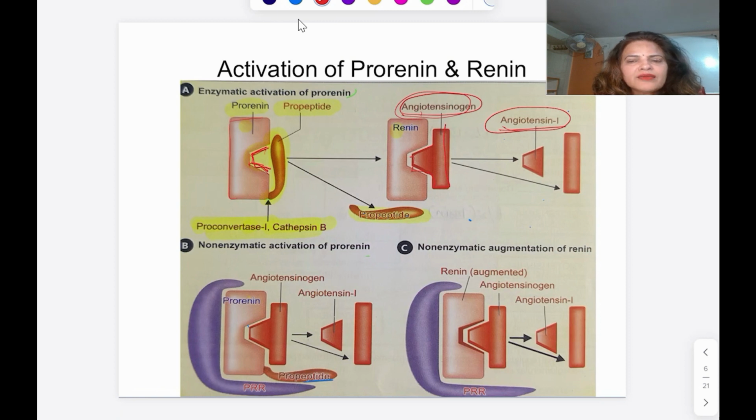Now, non-enzymatic activation of prorenin: here, the prorenin receptor acts as a scaffold. This prorenin binds with the receptor.